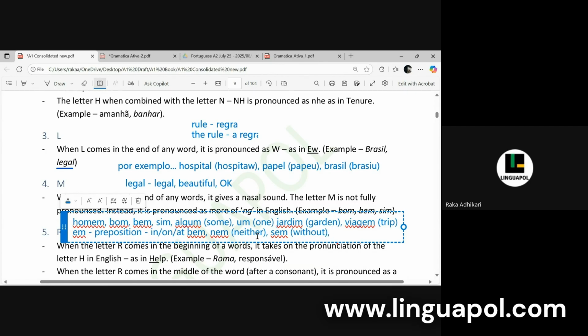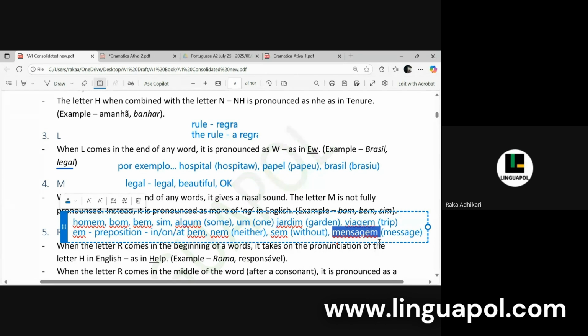Then we have bigger words like viagem, trip. Then words like mensagem. Mensagem means message. It can be a text message or any kind of message that you send. So this is a very important sound in Portuguese. I'll just repeat all of these words. First word we read is em. Just like we have the word homem. Em, bem, nem, sem, mensagem.